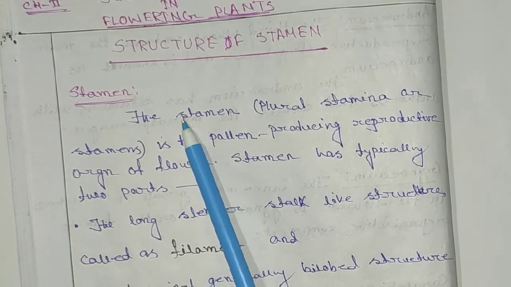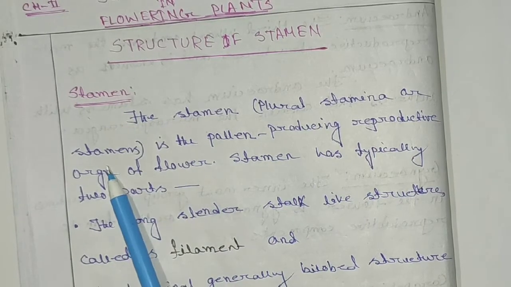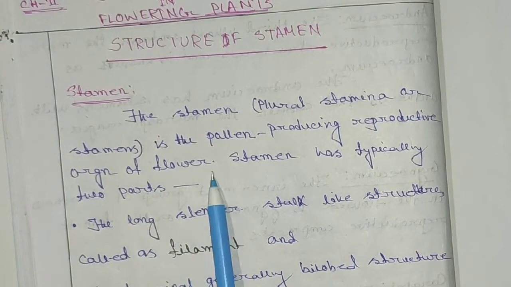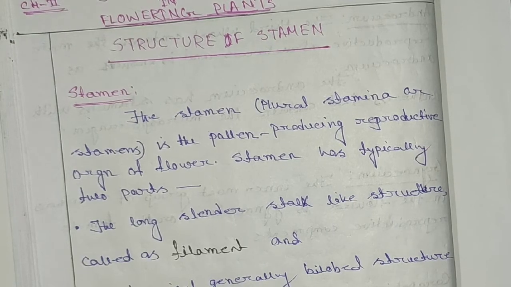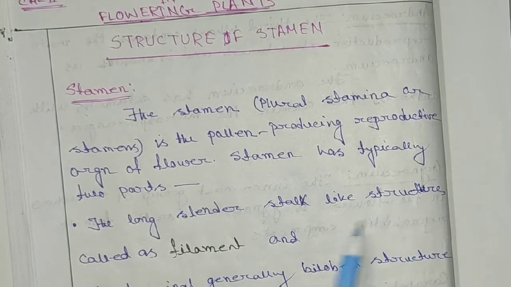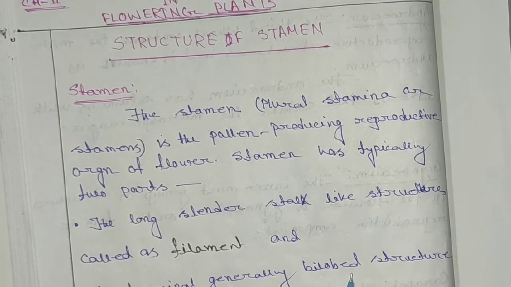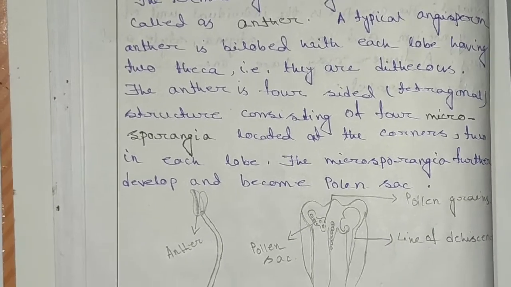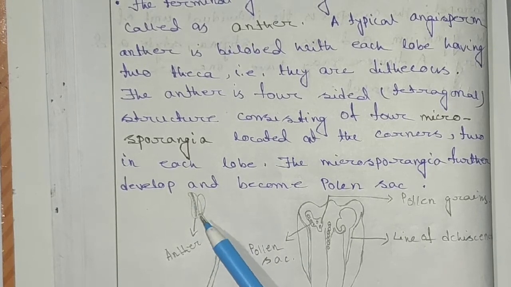The stamen is the singular form; the plural is stamina or stamens. The stamen is the pollen-producing reproductive organ of the flower. That means pollen are produced in the stamen. A stamen typically has two parts: a long cylindrical stalk-like structure called the filament, and the terminal, generally bilobed structure called the anther. That means this stalk-like structure is the filament and this bilobed structure is the anther.